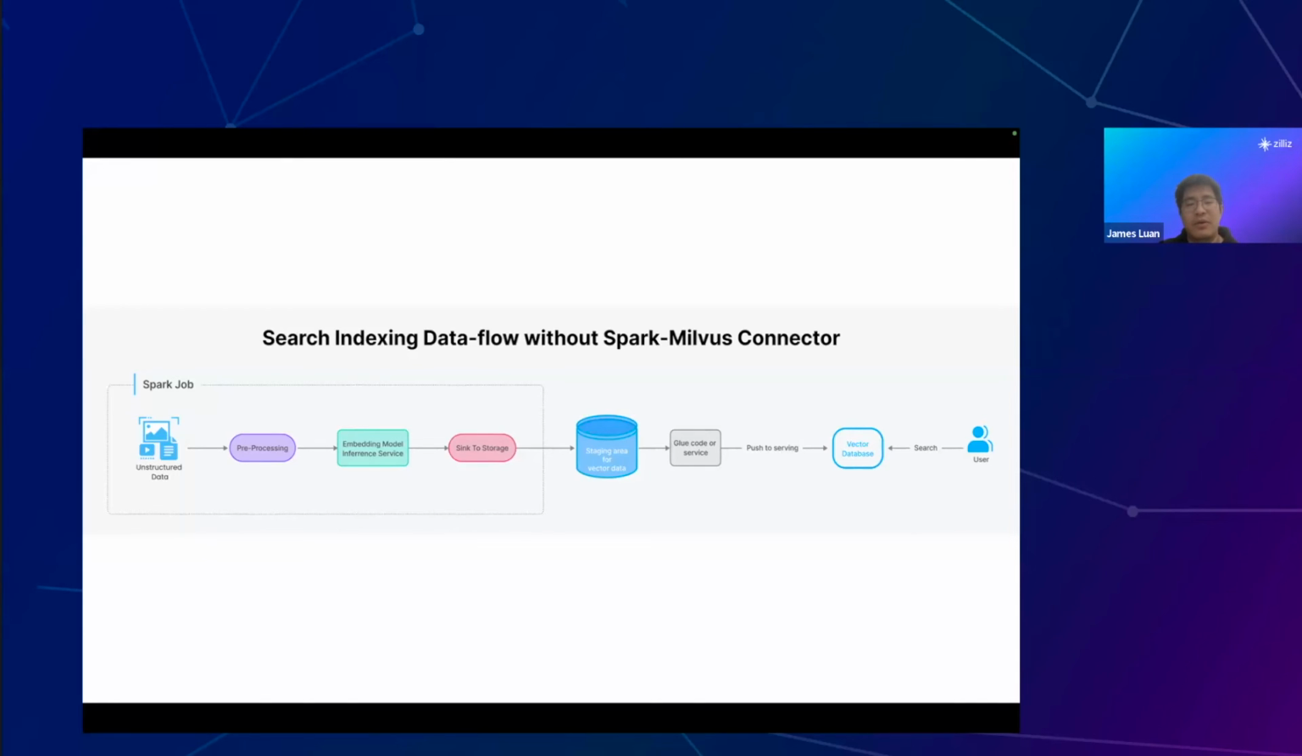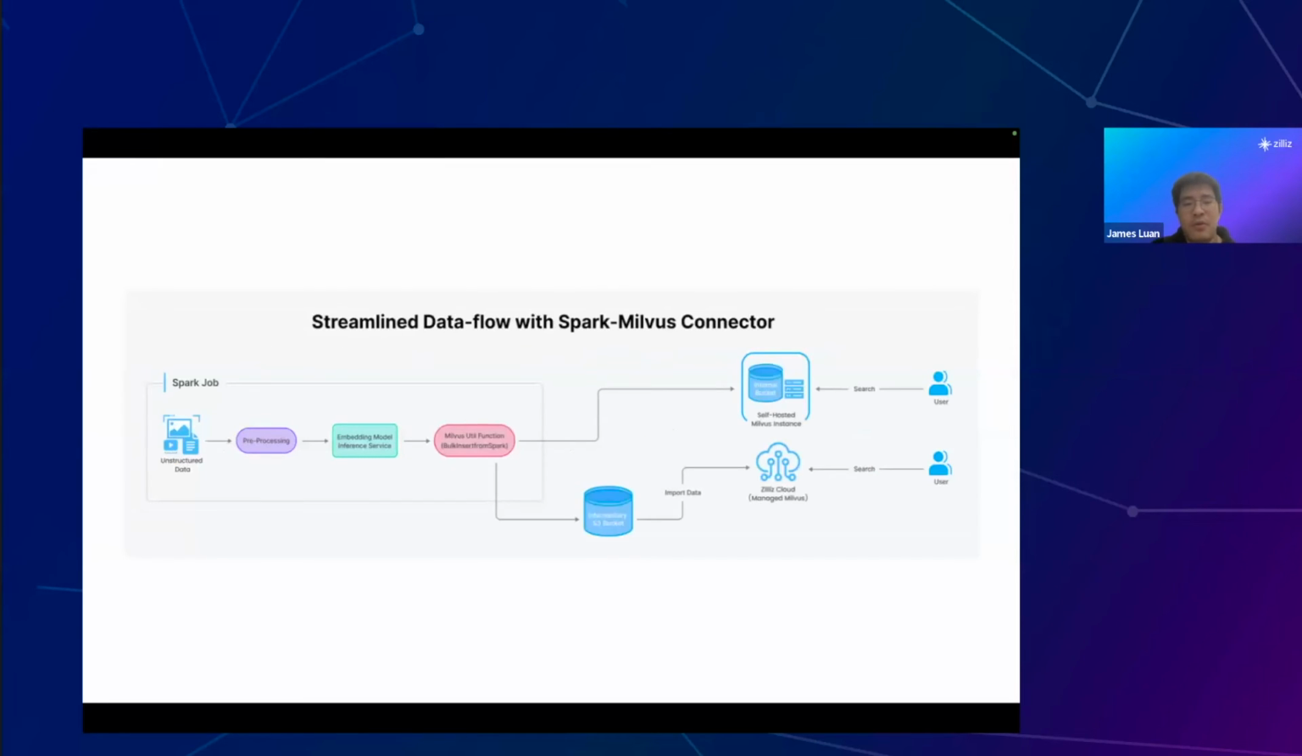From there, you have to write some glue code, take all the data and push it to a vector database. And the user can run a search on the vector DB. With our new Spark connector, things become much easier. Spark can directly run some Milvus utility functions that will put your data into either open source Milvus as well as your Zilliz Cloud with very simple code.